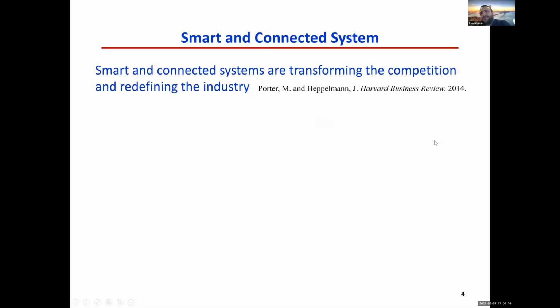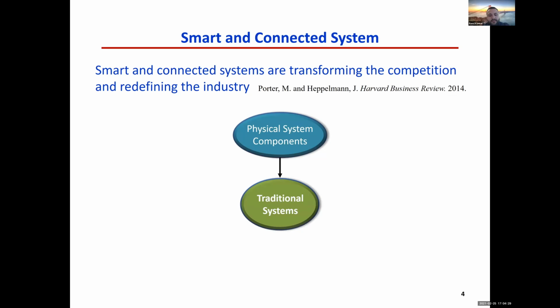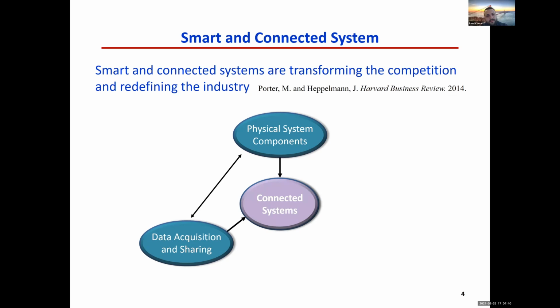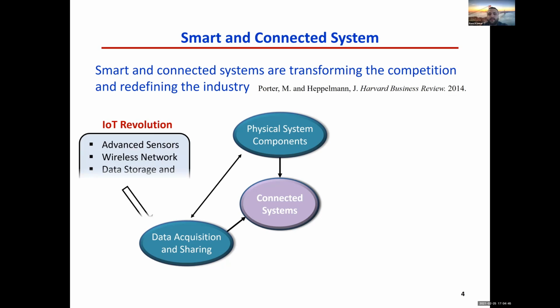So what is Internet of Things? How I define Internet of Things is basically a smart and connected system. In general, we have a physical component that comprises a system. For example, a smart car: you have the physical components of a car. This is a traditional system. And then you have the sensors that are placed on the car, which allow us to collect data. This is what moves us from a mere traditional system, or the physical components, to a connected system. And these are often in the form of sensors, wireless networks, data storage, and management techniques.